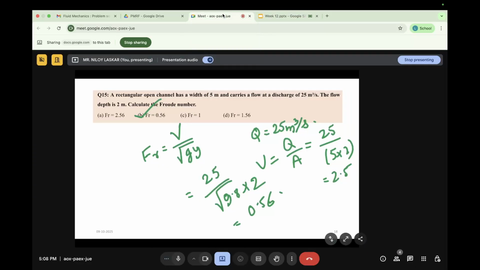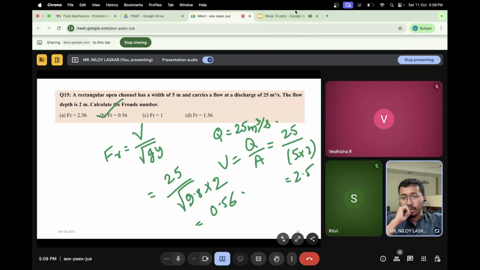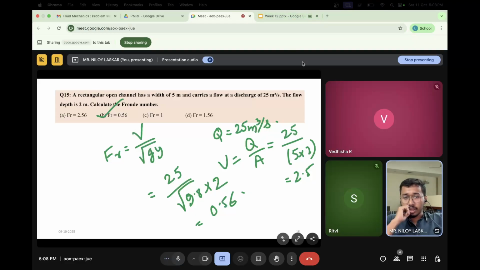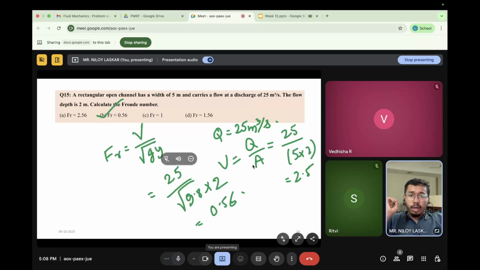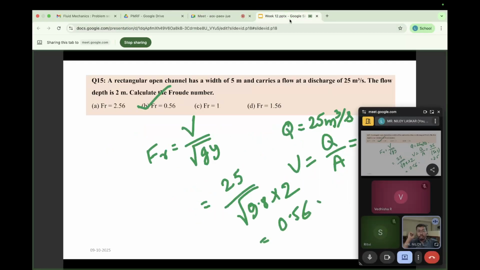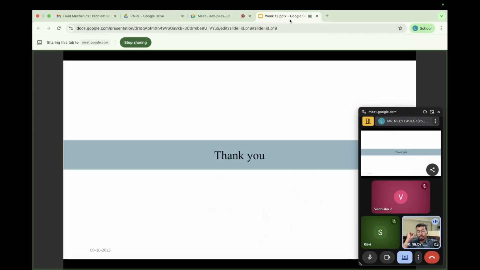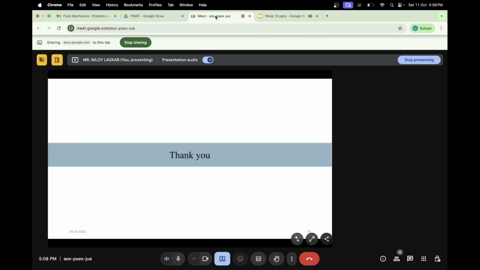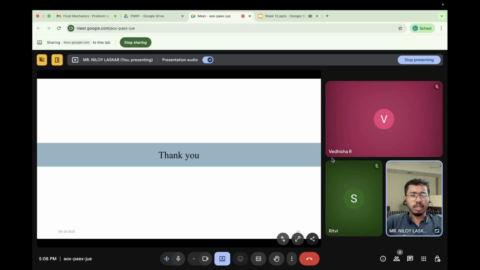Okay. So that is up to this for today's session. Any more confusion? I hope that you understand this concept of open channel.